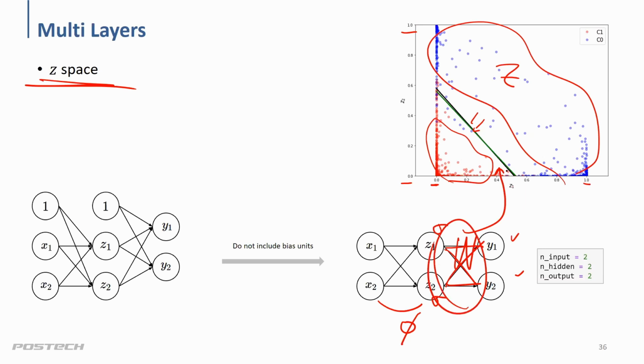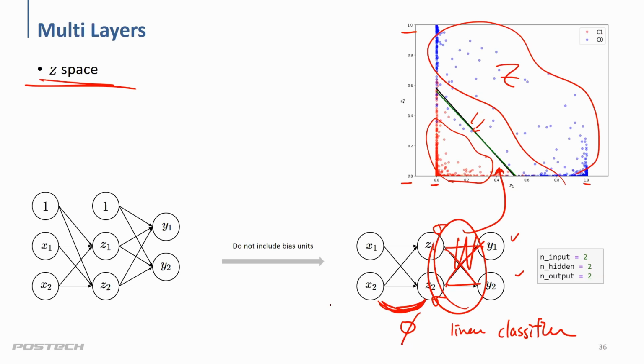So that's how we figured it out. Here is a linear classifier, and this part is acting as a transformation. Good.